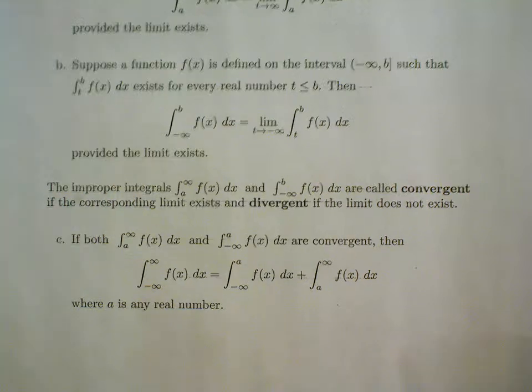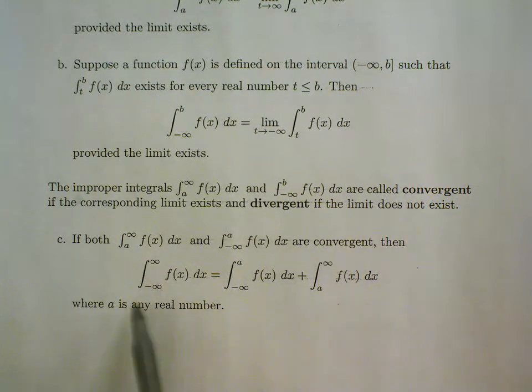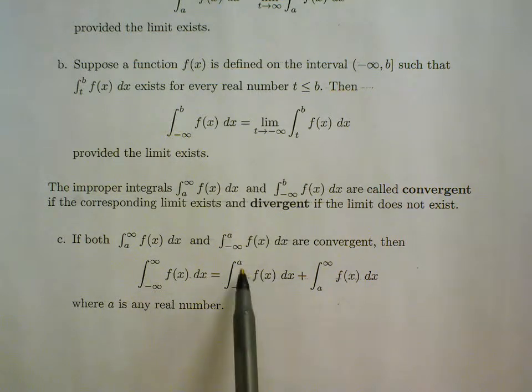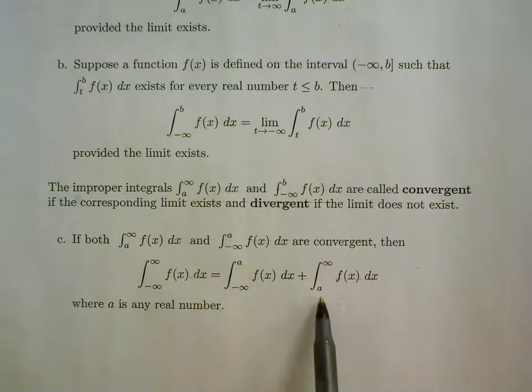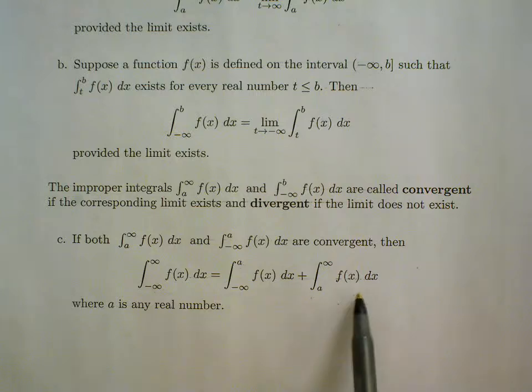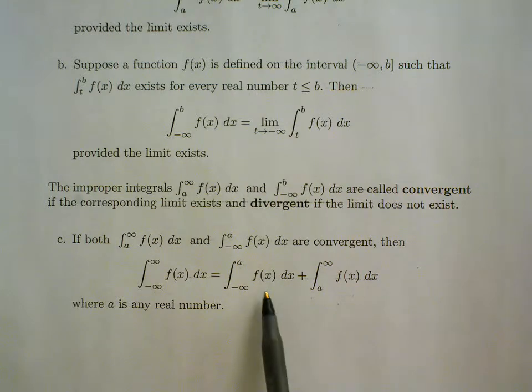Okay, so when you encounter an improper integral of this form on the left, where the limits are from negative infinity to positive infinity, then you pick a number, a, and write it as a sum of two improper integrals, and then evaluate each of those by following what was said in parts A and B.